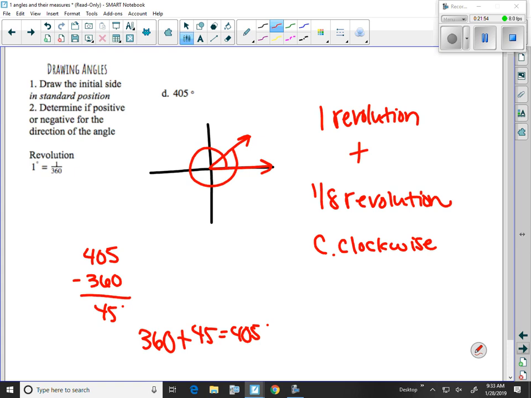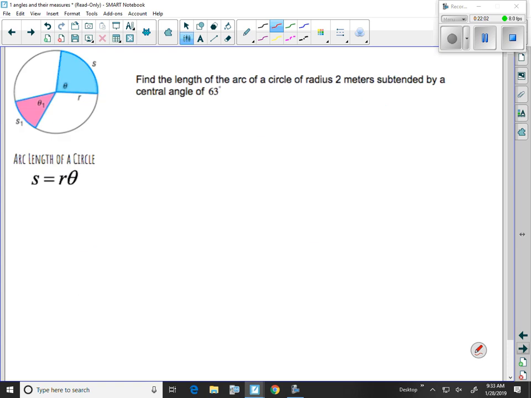Okay, last two are pretty easy because you're just plugging stuff into formulas. Any questions on drawing the angles? Okay. So on our last ones, we're going to find the arc length of a circle. To do that, you use this formula here: S equals R times theta. So we talked about theta. Theta is an angle in standard position. That may also be called a central angle when we're talking about a circle.